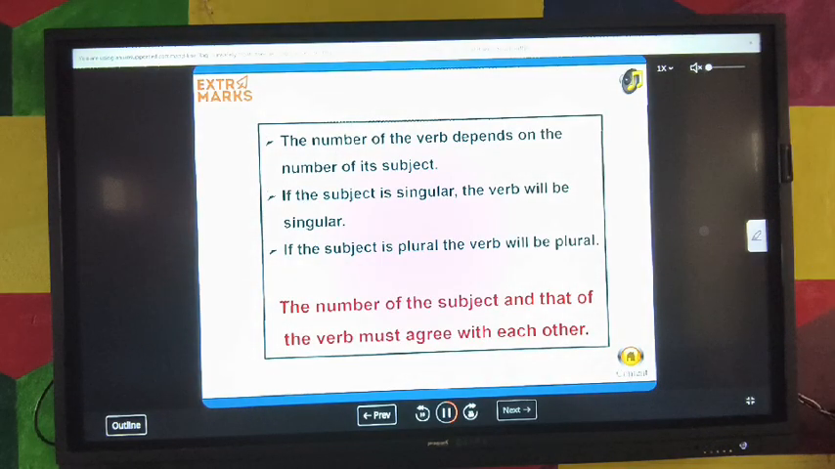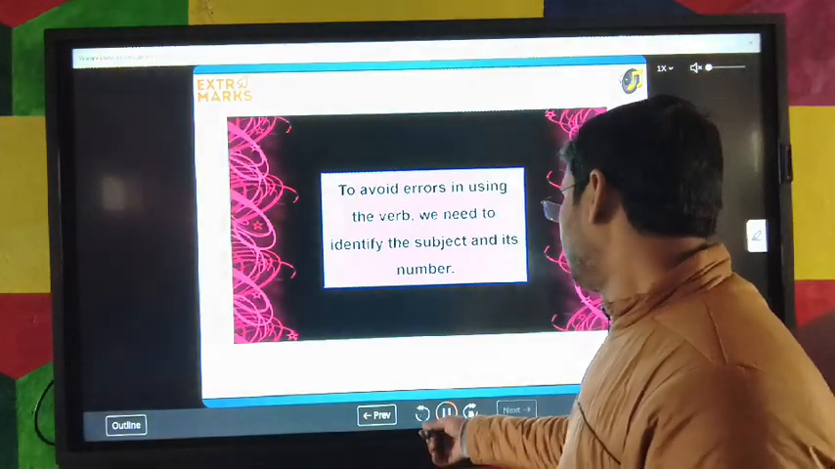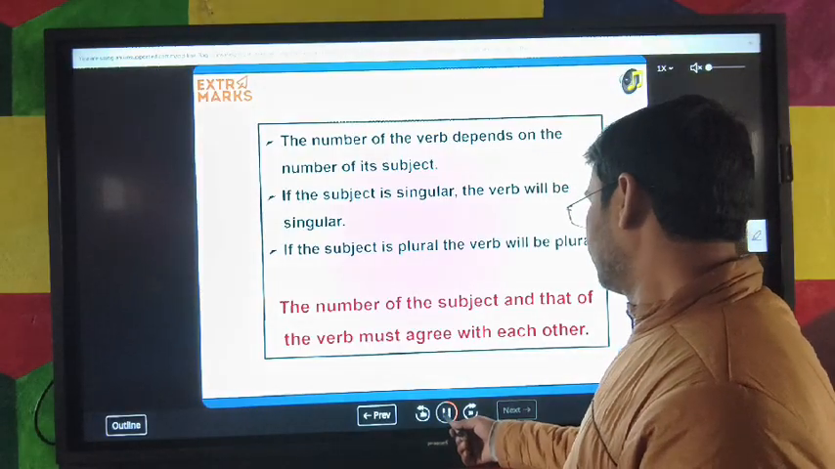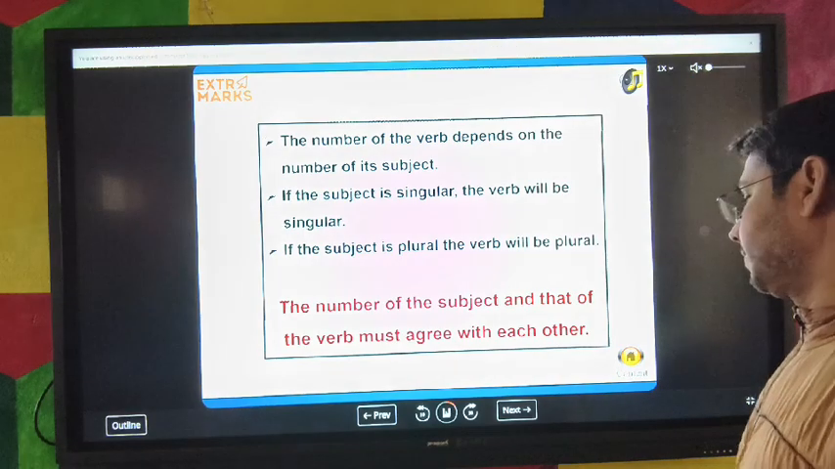The number of the verb depends on the number of the subject. If the subject is singular, the verb will also be singular. If the subject is plural, the verb will also be plural. So the number of the subject and that of the verb must agree with each other.